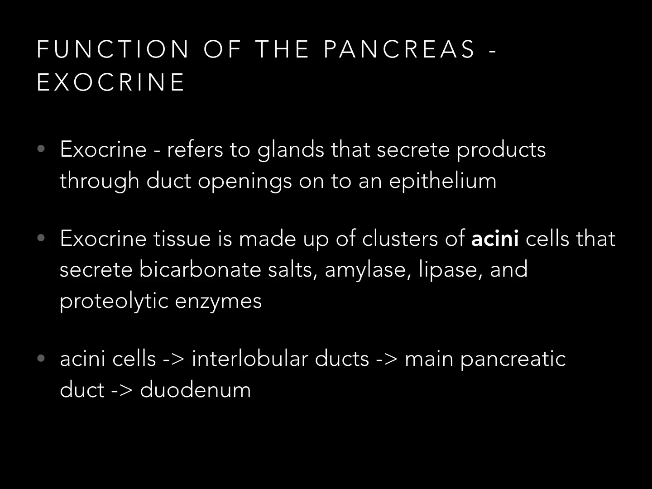The products of the exocrine pancreas are bicarbonate salts, which are alkaline and neutralize the gastric acid coming from the stomach; amylase, which breaks down carbohydrates; lipase, which breaks down fats; and two proteolytic enzymes called trypsinogen and chymotrypsinogen, which break down proteins but are inactive until entering the duodenum. Problems with the exocrine pancreas are associated with an inability to digest food and neutralize stomach acids.